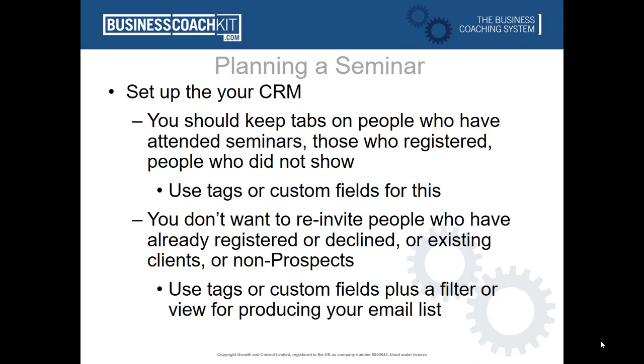That means, for instance, that you have tags to say this person is registered for the current event or declined the current event. And when I send my next email out, the filter I'm using to send the email to excludes the people that have already registered or declined. So take a look at the CRM training for more information on how to do that.